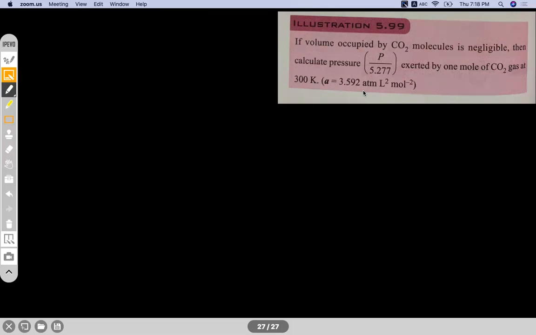See, the volume occupied by CO2 molecules is negligible, right? It means B is negligible here, so you can remove B in the V minus B term. Then you can multiply this and find out the pressure from there. You will get a quadratic in V, and that quadratic you need to solve to get P. One condition you need to apply over there. You're getting 8 to 8.5. Okay, but the question is something else, Shashwat. I think you're close. The question is P divided by 5.277, isn't it?